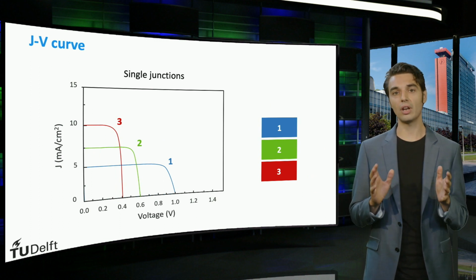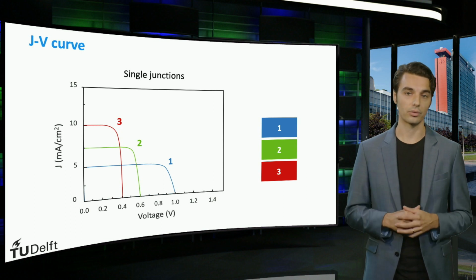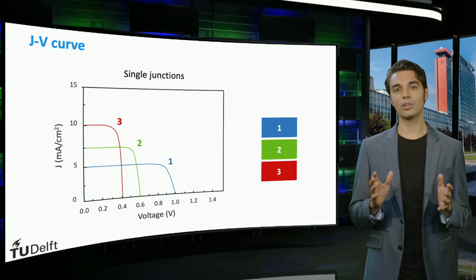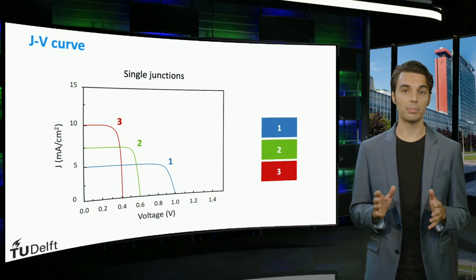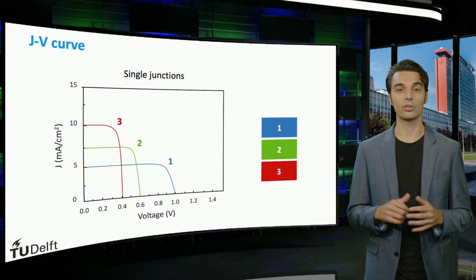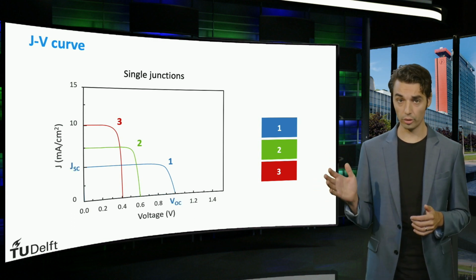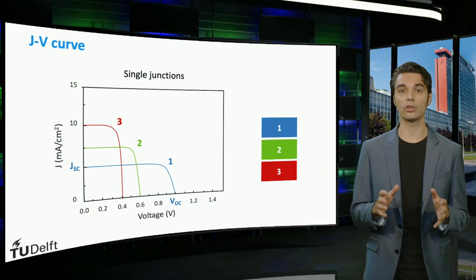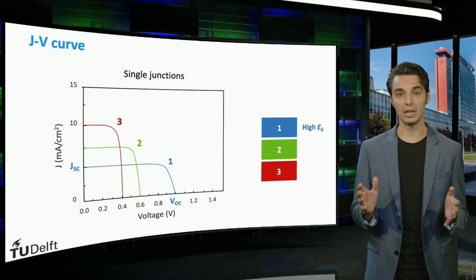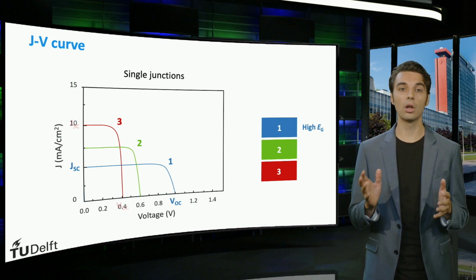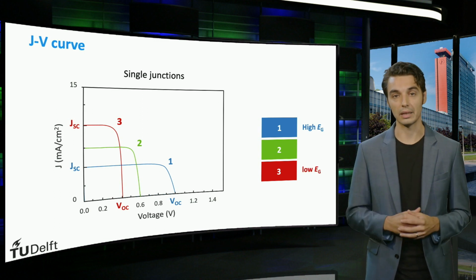This figure shows the JV curves of 3 single junction devices with different bandgap energies. If we integrate these 3 junctions into a single multi-junction device, the resulting JV curve depends on the device configuration and interconnection. The blue junction has the highest VOC and the lowest JSC, which means that this junction has the highest bandgap. In contrast, PN junction 3, indicated by the red curve, has a low VOC and high JSC. Consequently, this junction has the lowest bandgap.